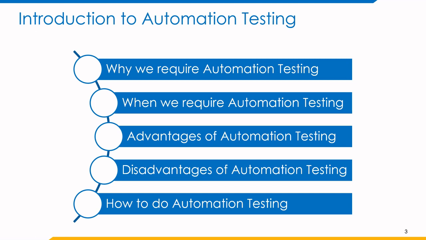When do we automate? We automate when tasks are repetitive and time consuming. Example, regression testing, smoke testing. Advantage of automation testing: it increases testing efficiency, coverage, and saves time for repetitive tasks. Disadvantage: initial setup and maintenance is difficult. Test scripts require ongoing maintenance to adapt to application changes. How to do automation? We automate software testing by using a specialized tool and scripts to execute test cases and verify expected results. In a few minutes I will show in detail.